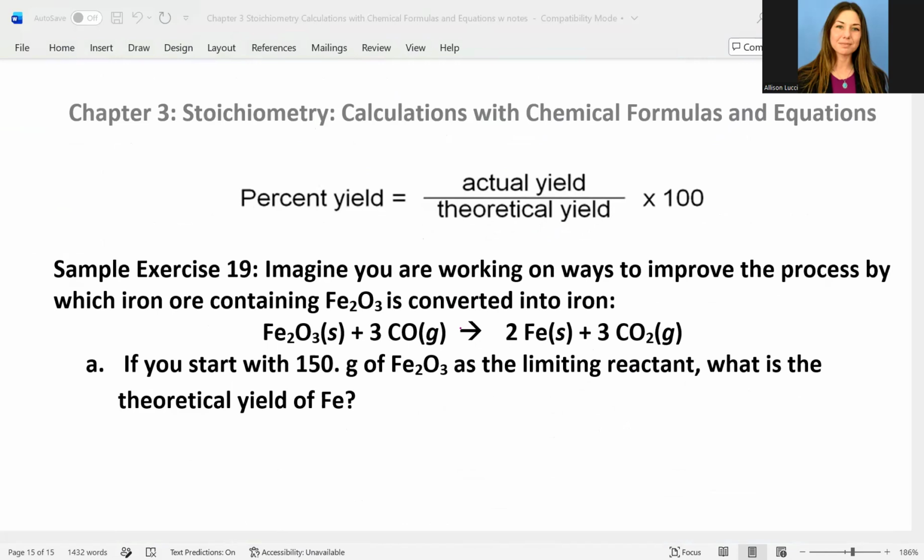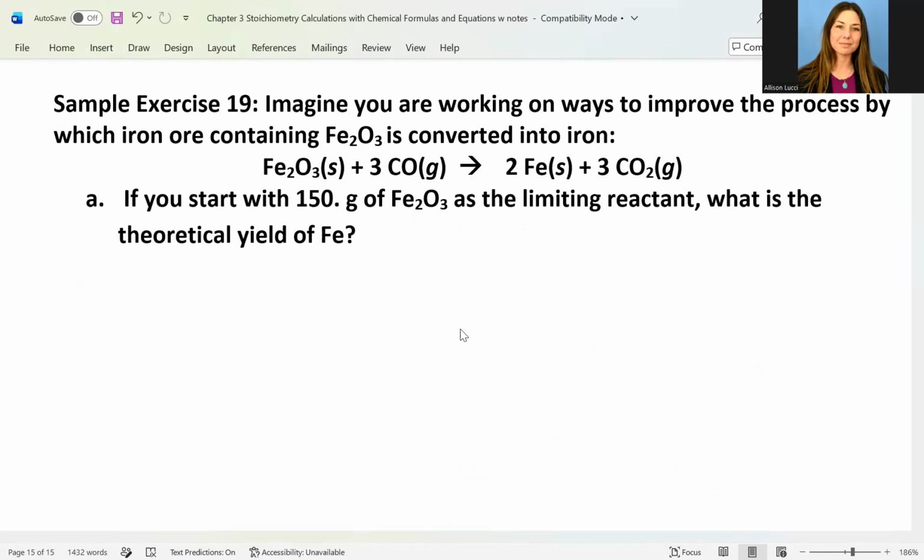So let's take a look at sample exercise 19, and we're going to be asked eventually to calculate a percent yield. So we're told here that we start with 150 grams of our iron oxide, Fe2O3, and we're told that this is the limiting reactant. So we want to know what the theoretical yield of iron is. So 2Fe on the product side here.